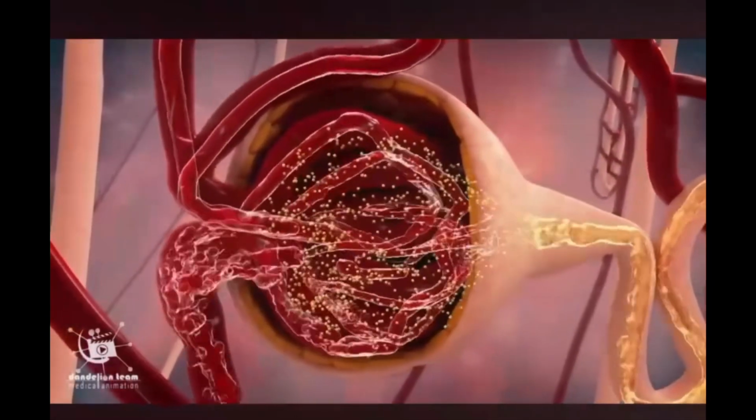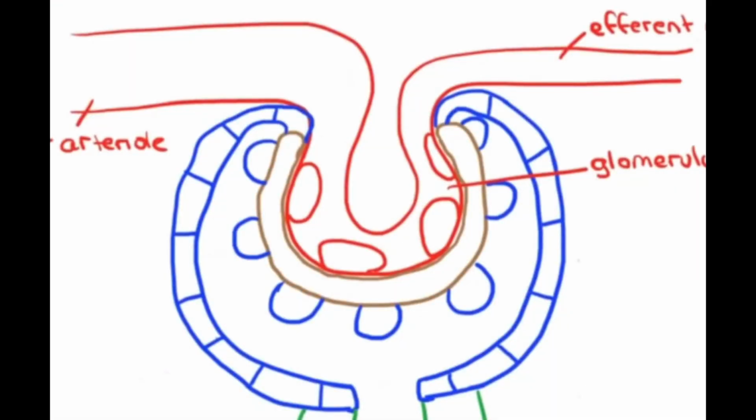However, not everything passes through this filtration process. Larger molecules like protein and blood cells are too big to pass through the filtration slits, so they remain in the blood.